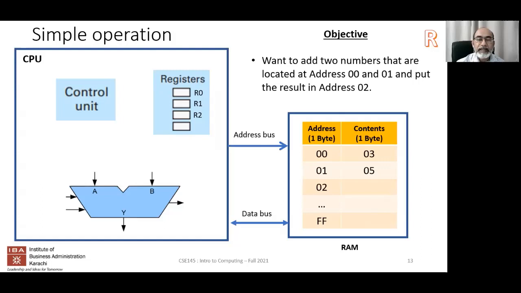We looked at being able to achieve a certain operation. This was the example where we want to do a simple operation: add two numbers that are located at address 00 and 01, and put the result in address 02. When I say address 02, it means the RAM address, not the registers. So it's taking the contents of memory locations 00 and 01, adding those two, and putting the result in memory location 02. This is as far as I think we got last time.